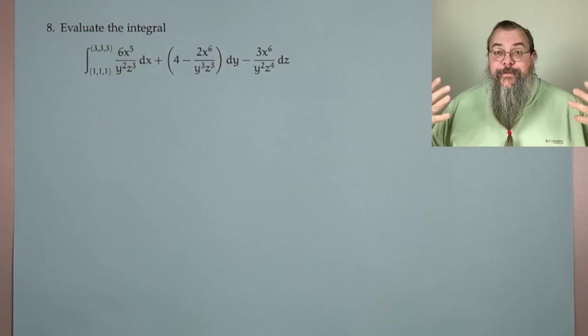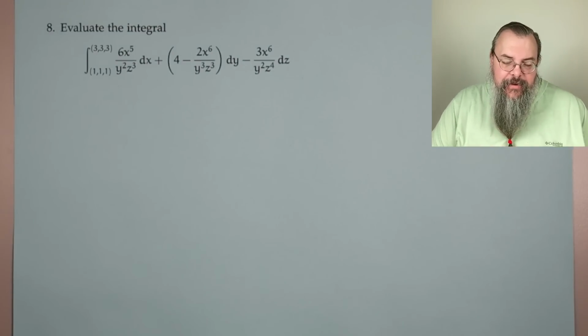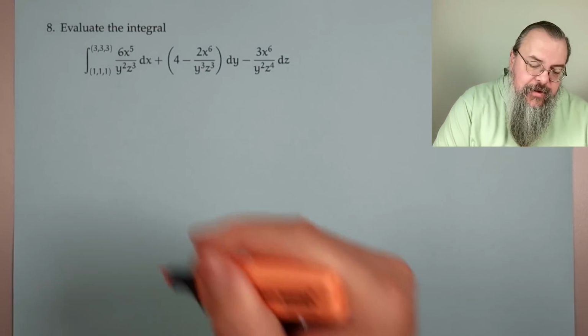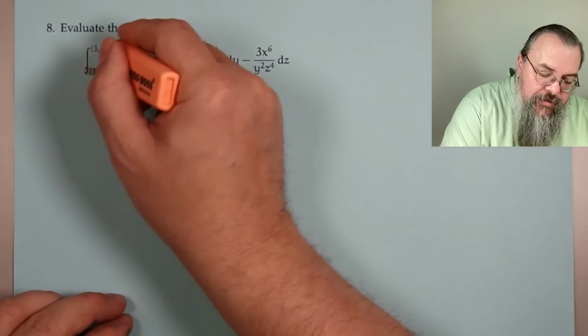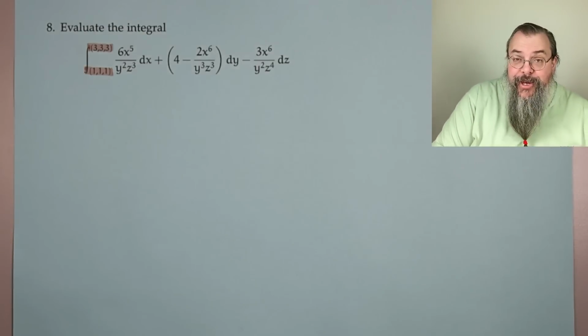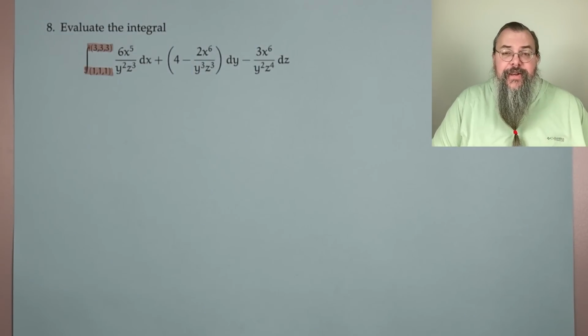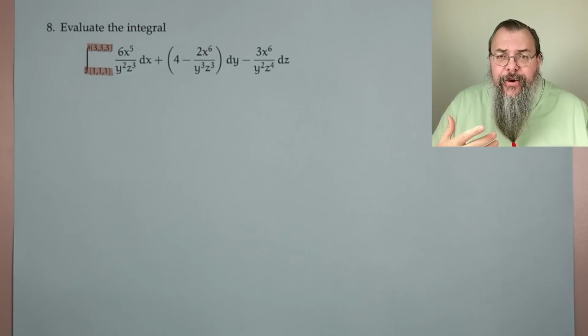Now, what does this mean? Well, what we're doing is it's a multivariable integral, and you'll notice we have here points. So it's saying, oh, go from the point (1,1,1) to the point (3,3,3). It doesn't tell us how we're going between those points. And so it's like, well, how do we go?